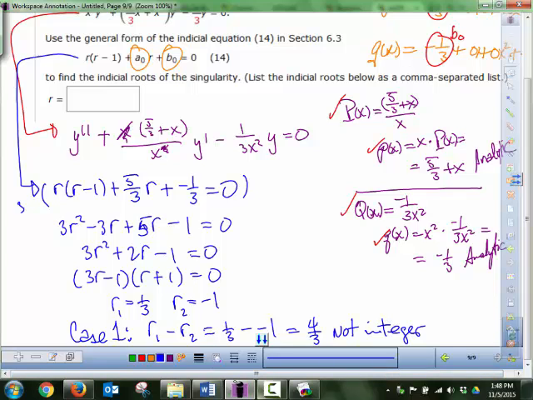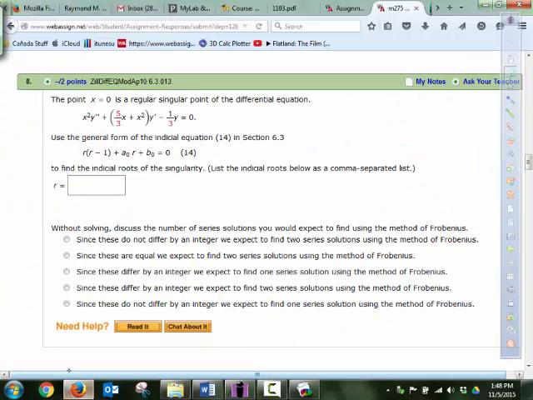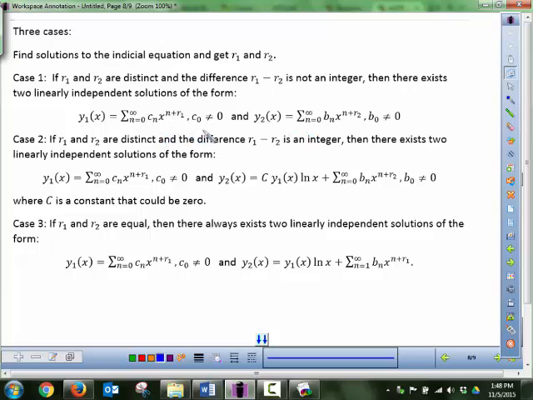So what are our choices for that in this particular problem? Without solving, discuss the number of series solutions you would expect to find using the method of Frobenius. Since the two things do not differ by an integer, expect to find two series solutions using the method of Frobenius. Since these two are equal, they're not equal. Since these two differ by an integer, no, they don't. Since these two do not differ by an integer, we expect to find one series solution using the method of Frobenius. I think we're expecting to find two solutions. So I think that first one is the correct answer.